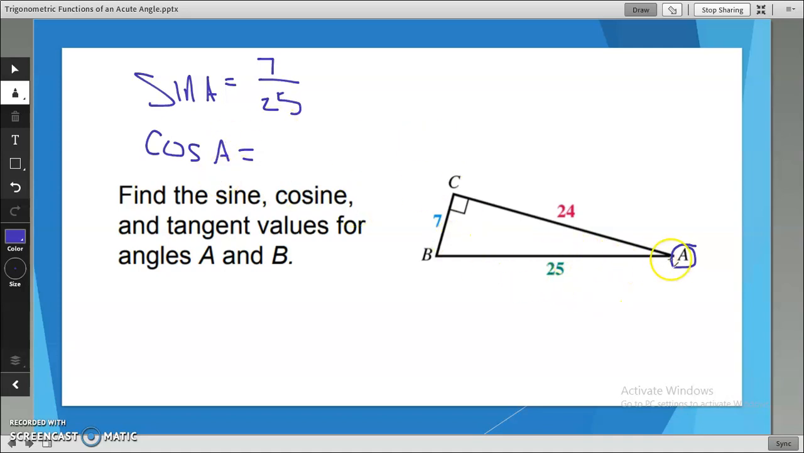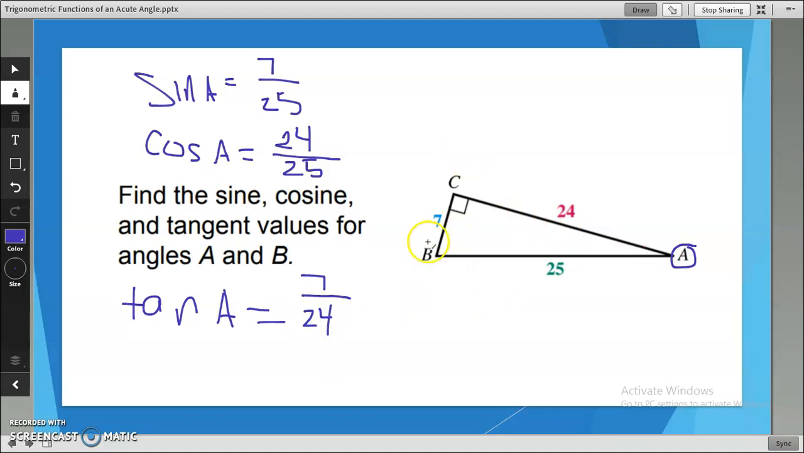Cosine of A is going to be, so cosine is adjacent over hypotenuse. So the adjacent is this one right beside it, which is 24, over the hypotenuse, which is 25. I'm going to come here and write tangent of A. And tangent is opposite over adjacent. So my opposite again is 7. And my adjacent is 24.